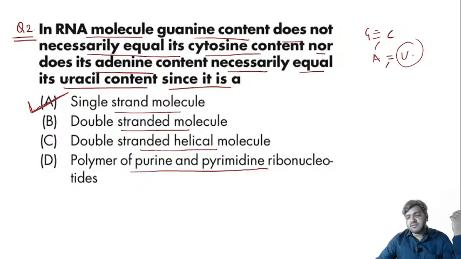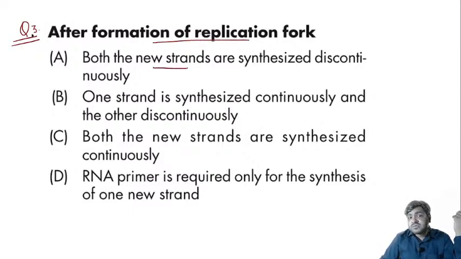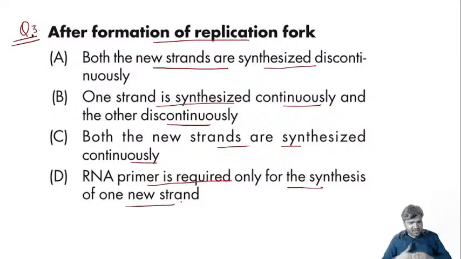Coming on to the third question, that is, after formation of the replication fork. Now the options are: both the new strands are synthesized discontinuously; one strand is synthesized continuously and the other discontinuously; both the new strands are synthesized continuously; RNA primer is required only for the synthesis of one new strand. So the answers, guys.